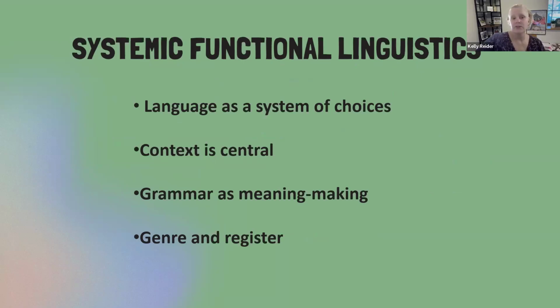And so systemic functional linguistics is acknowledging that language is a system of choices, right? We are constantly choosing what kind of language we use. Right now, I'm choosing to be a bit technical, but not too technical, to be just professional and maybe a little bit formal, but also friendly and relatable and a little bit informal, right? We make all these choices.